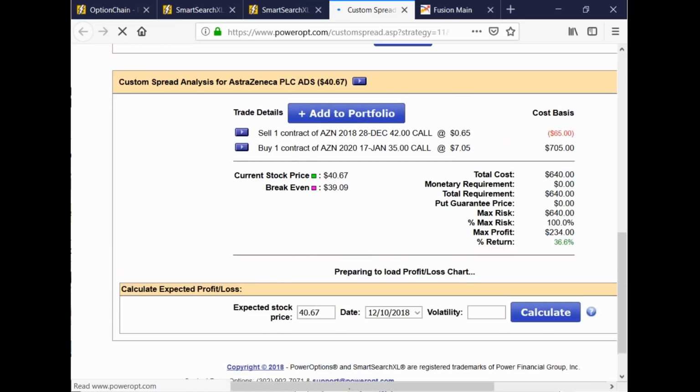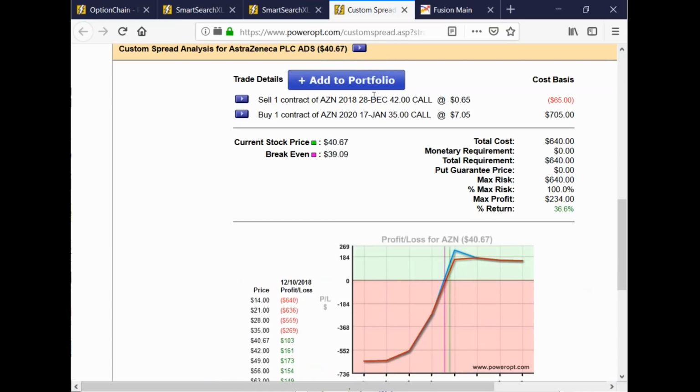Okay, so I'll just go to the profit and loss chart. And what we're looking at here is a stock trading at 40.67, selling a December 42 call out of the money for 65 cents, and buying a 2020 far out call for 7.05. Best case scenario, the stock's trading right at 42 based on the Black-Scholes pricing model. I'll get 36.6%. I collected about a 9% premium, almost 10% against the price. You can set that as well based on how much premium you want to set. That's important for your write cycles, and I'm going to get to that in a moment.